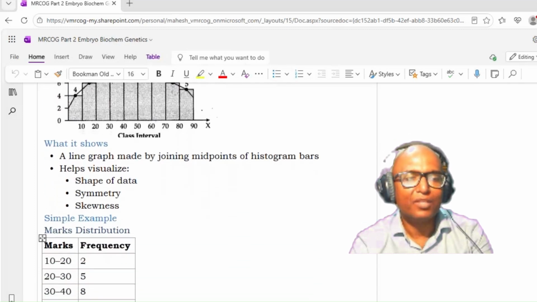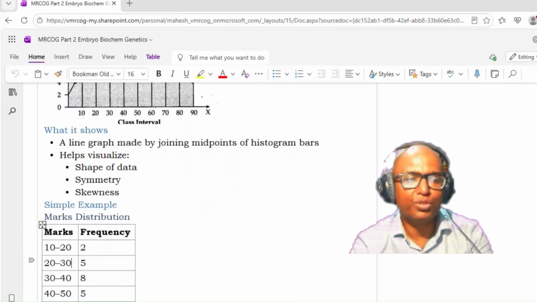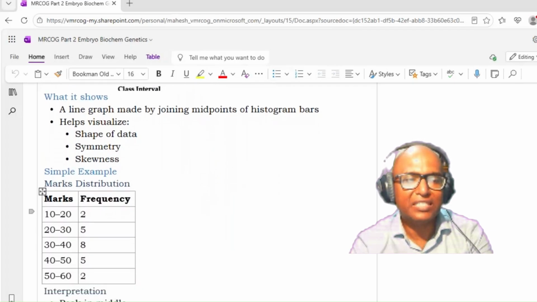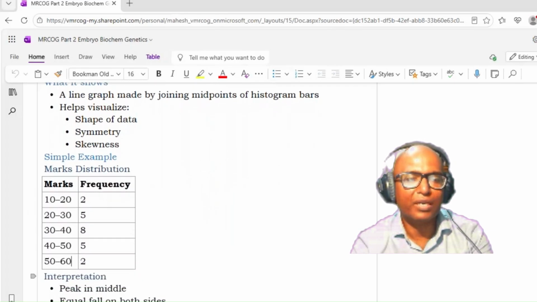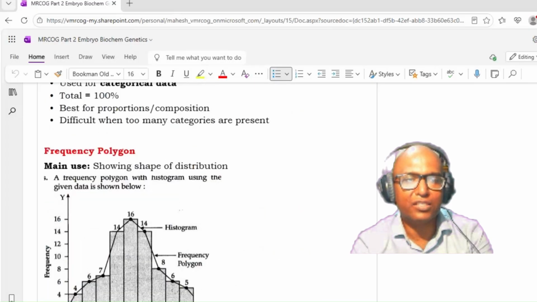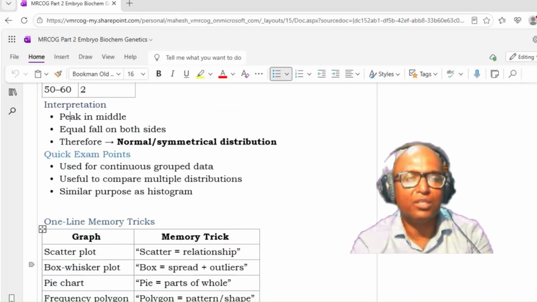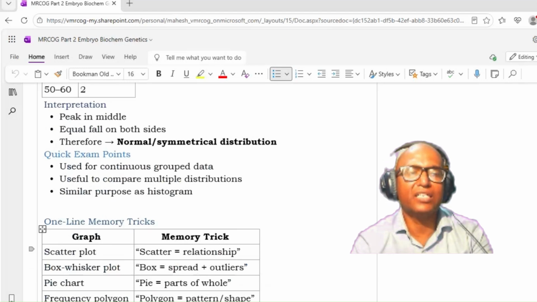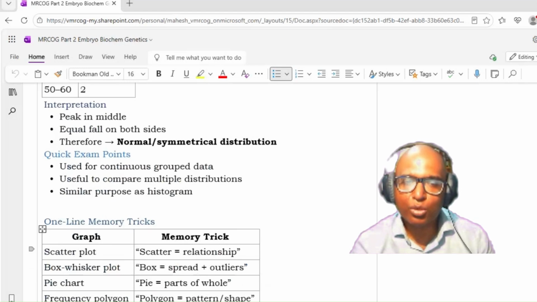Example: suppose these are the class intervals, marks between 10 to 20, you have 2, 20 to 30, you have 5, and these are the classes and this is the frequency. Interpretation: the peak in the middle, equal fall on both sides, therefore there is a normal or symmetrical distribution. It is used for continuous grouped data. It is useful to compare multiple distributions and has a similar purpose as the histogram.